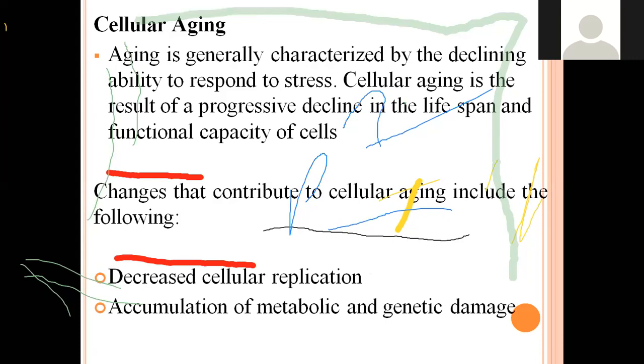What are the changes that can contribute to cellular aging? One is decreased cellular replication. The cell will not be able to replicate as it used to do, and in this situation, that's where we have the telomeres. Then the second one is accumulation of metabolic and genetic damage. So moving on now, we'll discuss inflammation and infection.